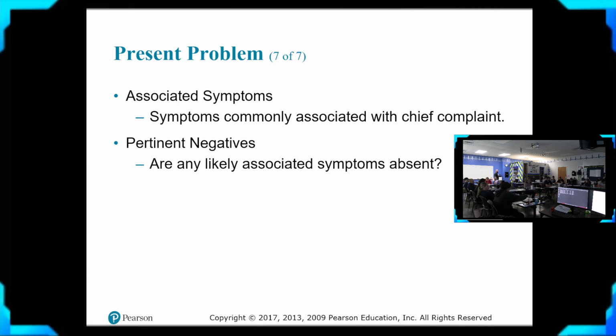Associated symptoms are symptoms that are commonly associated with that chief complaint. So what would be an associated symptom if the patient says, hey, I think I'm having an MI? Nausea. Nausea, vomiting, okay. Shortness of breath. Shortness of breath, chest pain would be the symptom. Numbness. Numbness or tingling sensation in their extremities. Diaphoresis, any of those things that will be commonly shown with this would be associated symptoms.